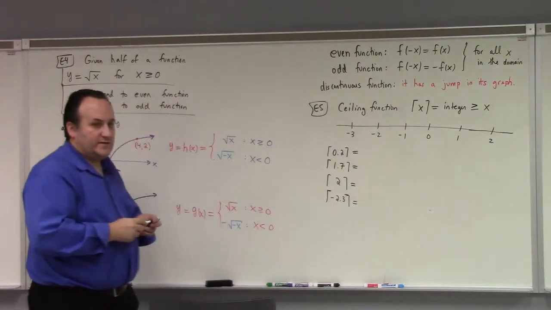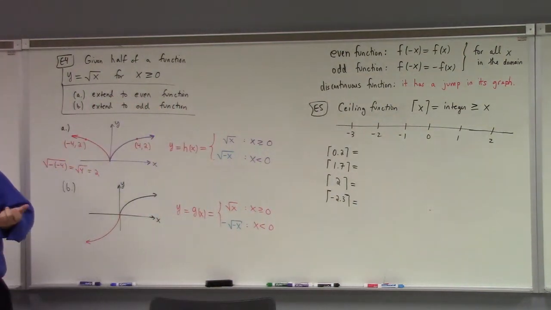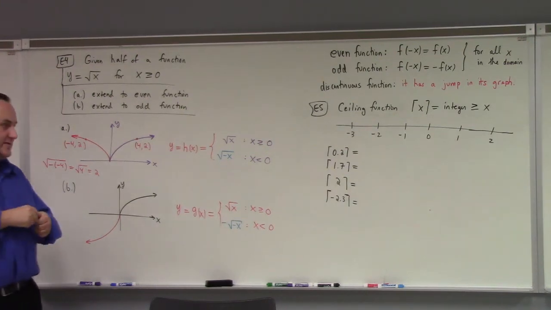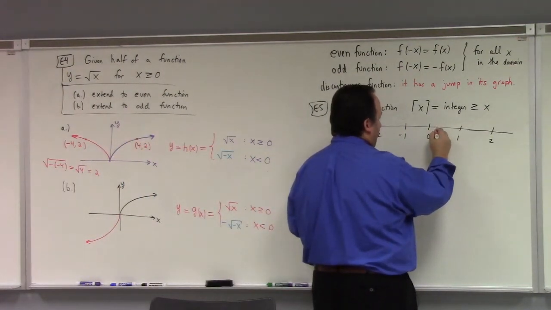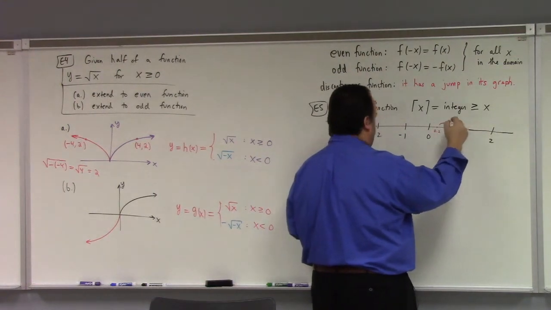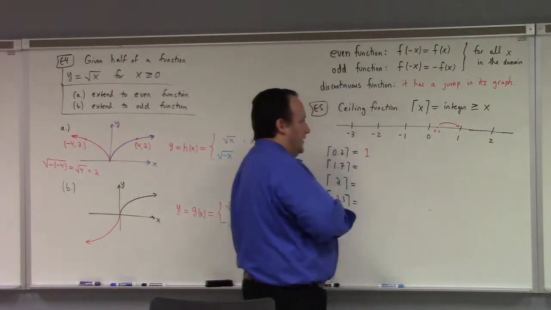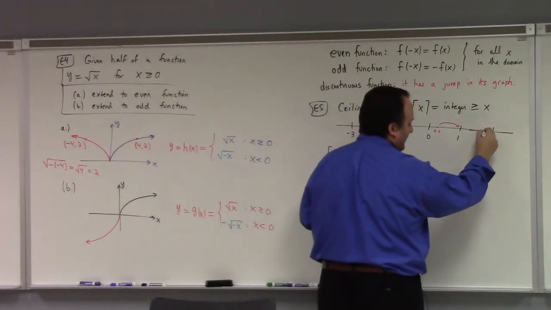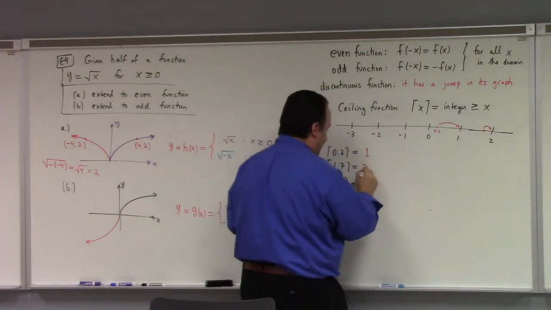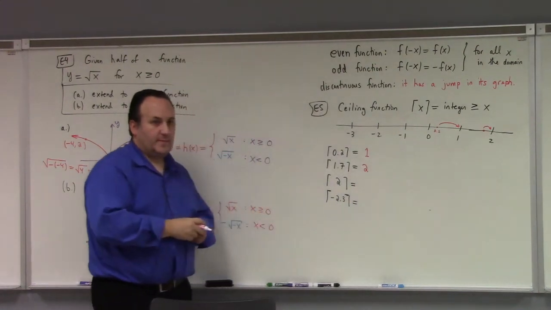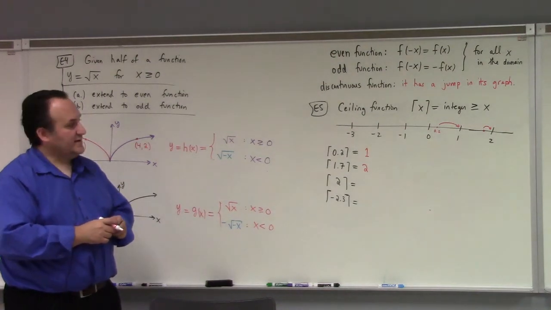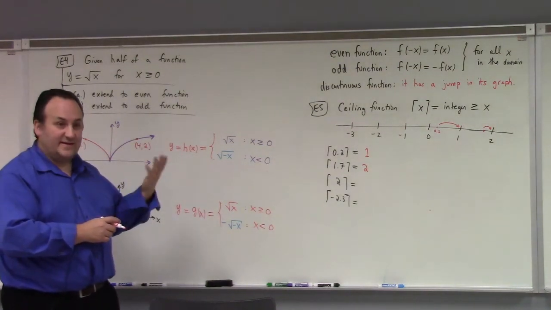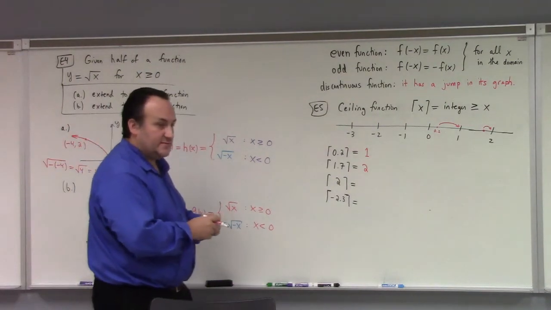What would the ceiling of 0.2 be? Is 0.2 an integer? It is not. So you go to the next integer to the right on the number line. So like 0.2 is here-ish, right? So the next integer up is 1. 1.7, it's like here, so you go to 2. How about the ceiling of 2? It's the next integer greater than or equal to x. In this case, it is an integer, so the answer is just 2. Okay?